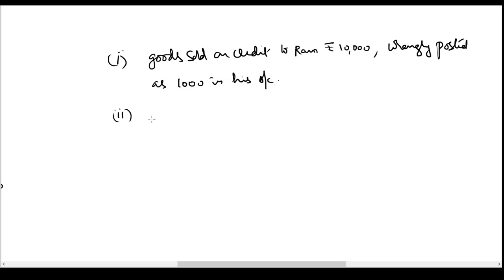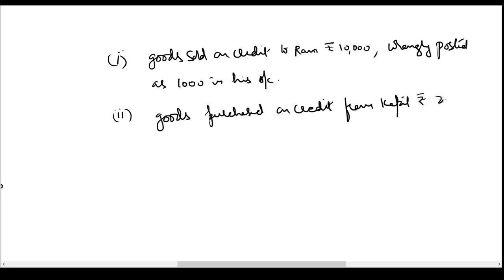Second, goods purchased on credit from Kapil rupees 20,000 wrongly posted in his account as rupees 2,000. So these are the errors which we have done.